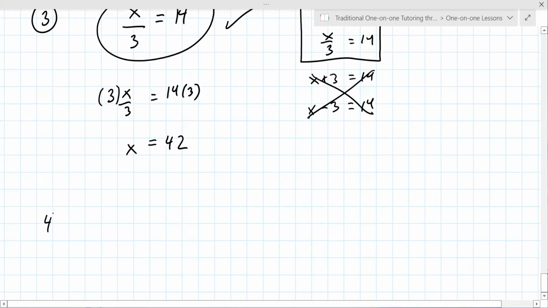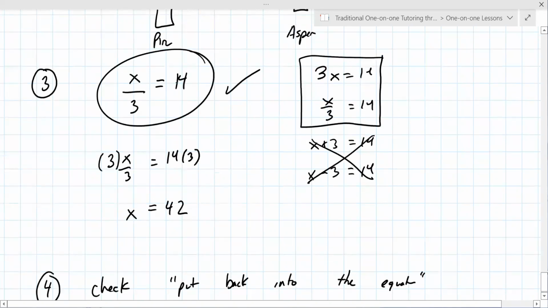Okay, so is step 4 to check? Yes. So you check by putting it back into the equation. So you do 42 times 3 equals 14. No. You go back into your original equation. Your original equation is x divided by 3 equals 14.